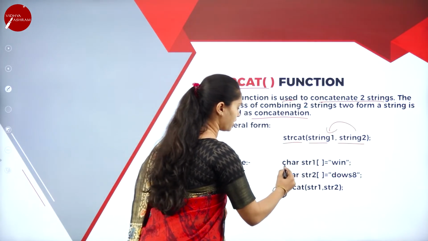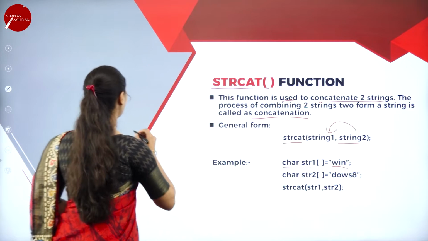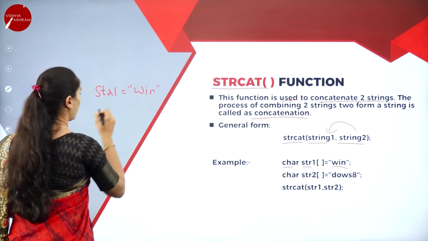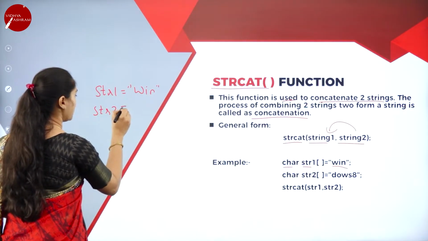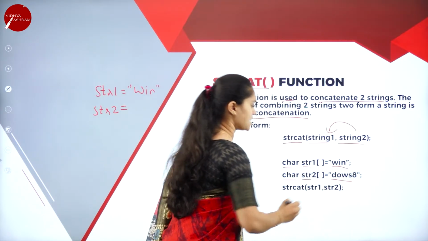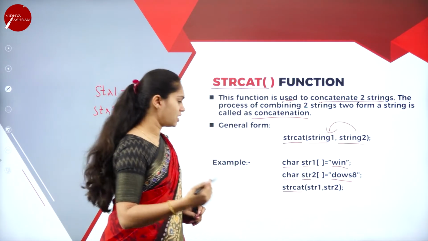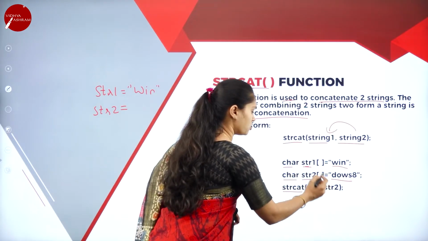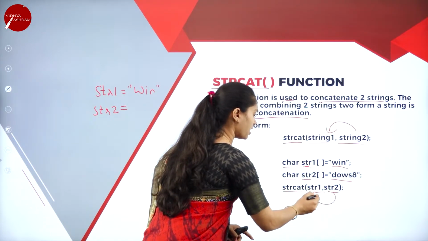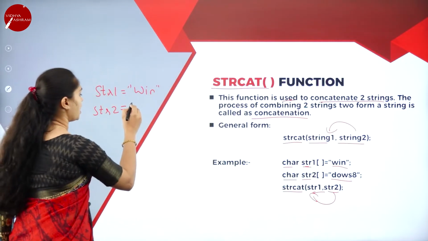First I am declaring string 1, that is char str1 of size, equal to win. What is the str1 value? The str1 value is win. After that, I have one more variable called str2, that is string 2, which includes DOWS8. After that, I am using a function called string concatenation. Within that, I am calling str1 and str2. It indicates that whatever is in str2 will be concatenated, or combined, with str1.